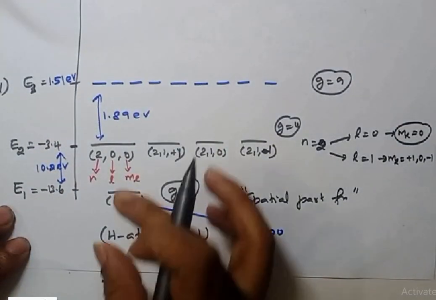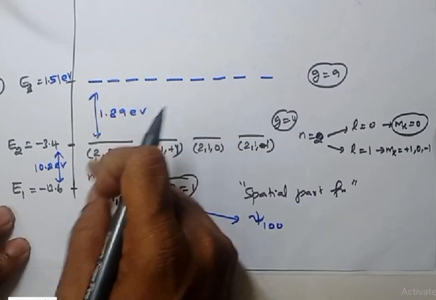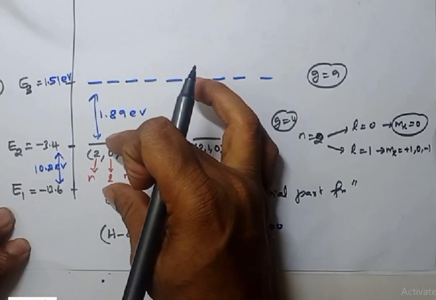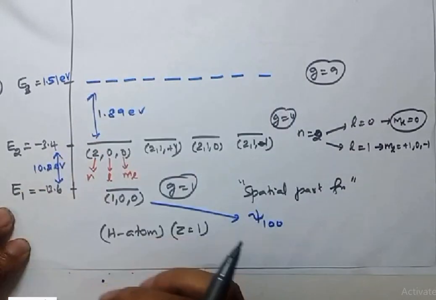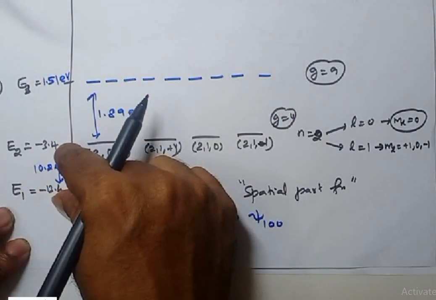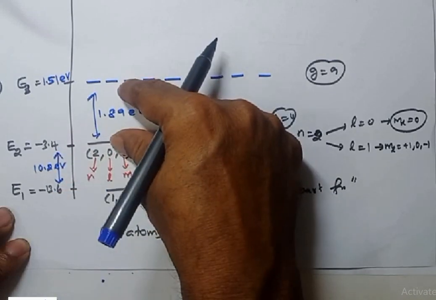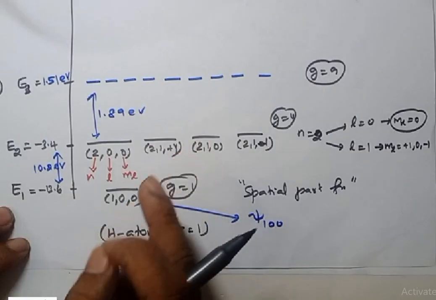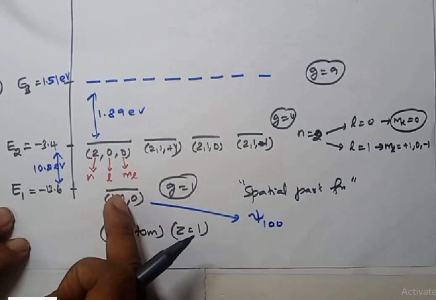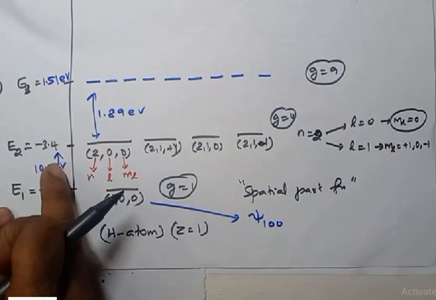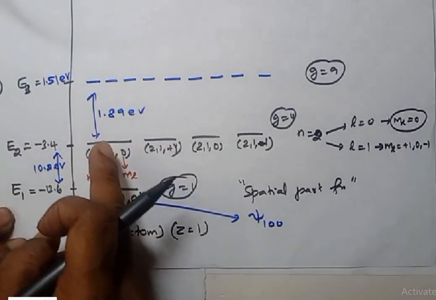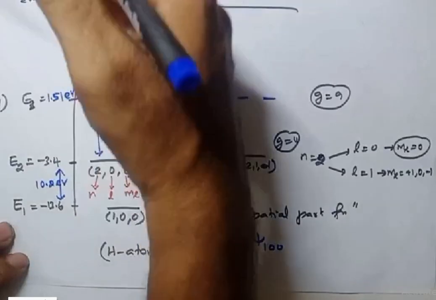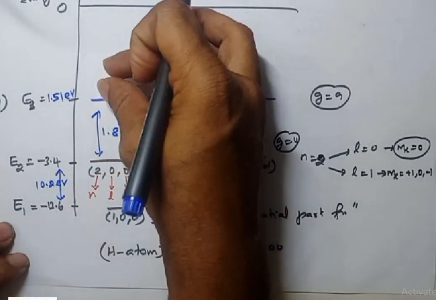Observe carefully. This gap is very large. While drawing, I didn't draw in a proper manner. Actually, this gap should be large and this gap should be small, because this is 10.2 electron volt, whereas this is just 1.89. So, keep this in mind. In the case of a hydrogen atom, exciting an electron from ground level to first level requires higher energy than exciting an electron from E2 to E3. As we go above and above and above, what happens? The gap decreases.